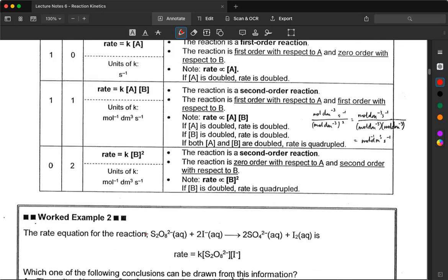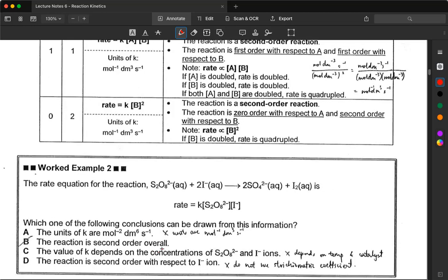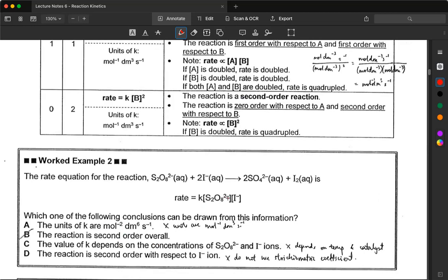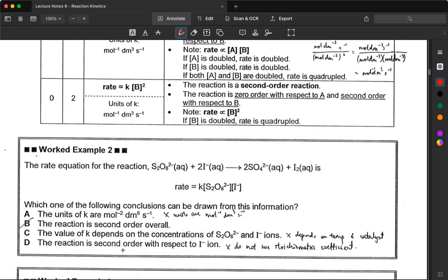Now, for this question, what information can we gather? Based on this, we can actually calculate to see whether the units of k is indeed this. Upon verification, it is not. But it's obvious that it's definitely a second order because the concentration of the two reactants are raised to the power 1. C is conceptually wrong. k is dependent on temperature and catalyst, not the reactant's concentration. And D is also wrong. You can't say that this is true because it is not second order with respect to iodide.